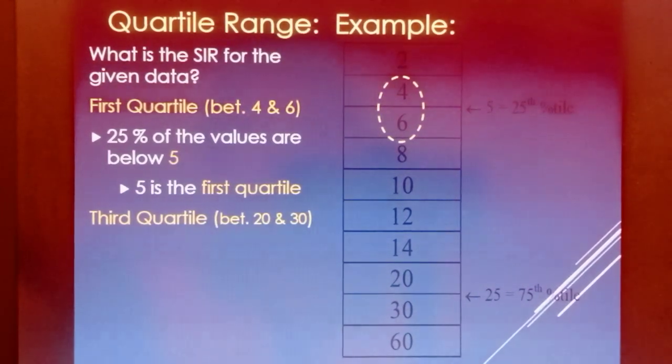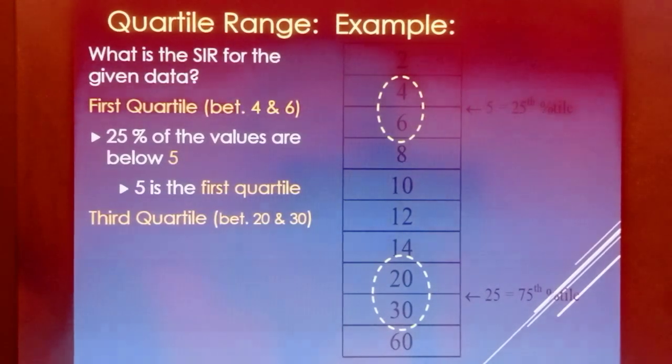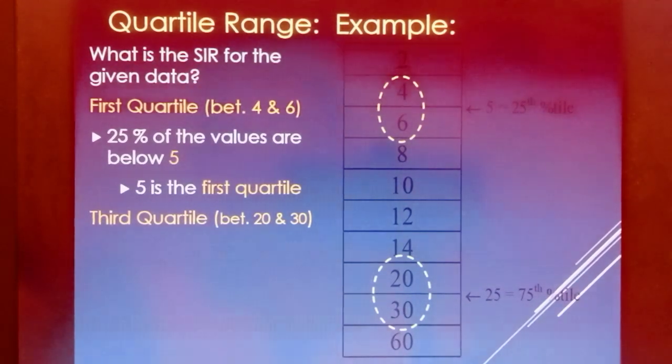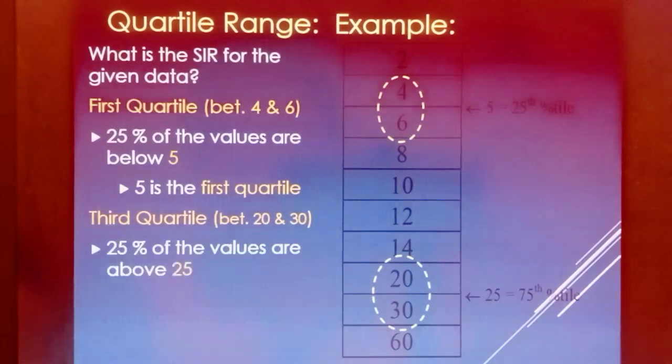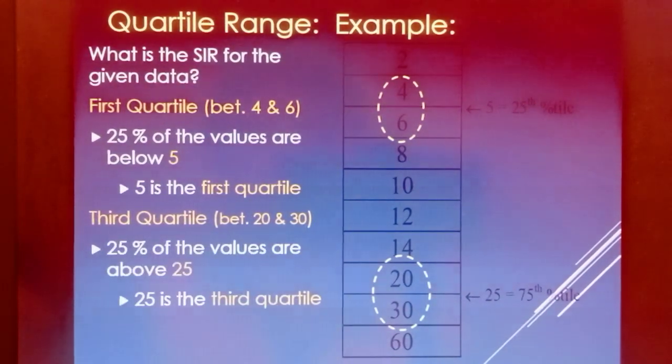The third quartile is between 20 and 30. Yan. So, we'll have to get the average. Pero kung isa lang siya na yun, no? Pero, in this case, we have 2, no? Nasa gitna tayo ng 20 and 30. So, ang average niya is 25. So, 25 is the third quartile. This means that 25% of the values are above 25.